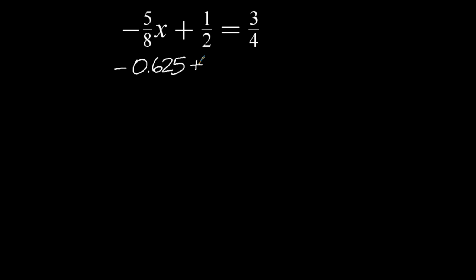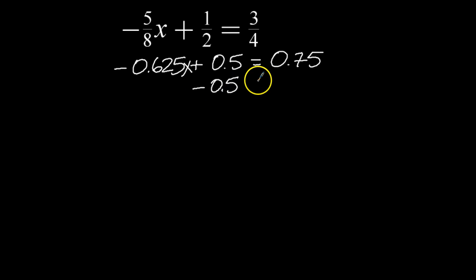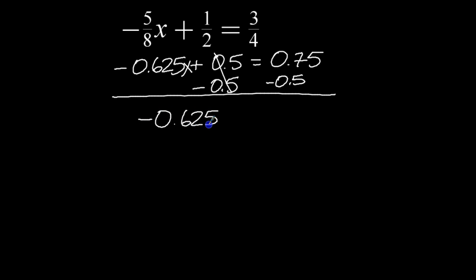Okay, so then let's change this. 1/2 is 0.5, and I just said 3/4 is 0.75. Oops, I forgot my x. Now, the steps here are exactly the same as before. I have 0.5, so I'm going to add negative 0.5, and a negative 0.5 here. Also, notice I'm going to line these up. I'm going to combine these. These cancel out, and I'm left with negative 0.625x is equal to 0.25, okay?